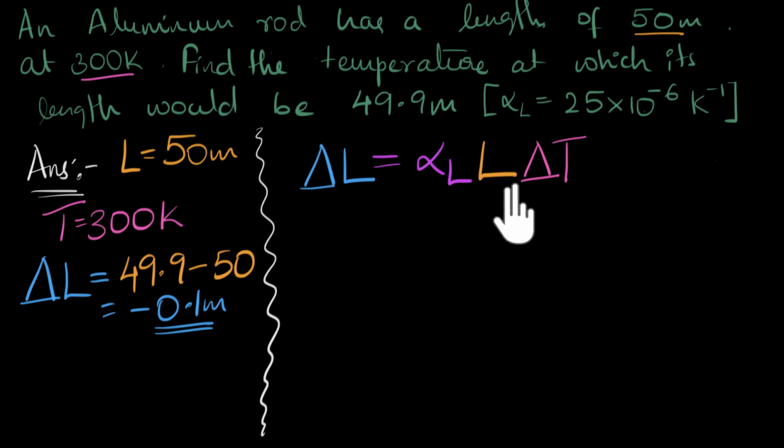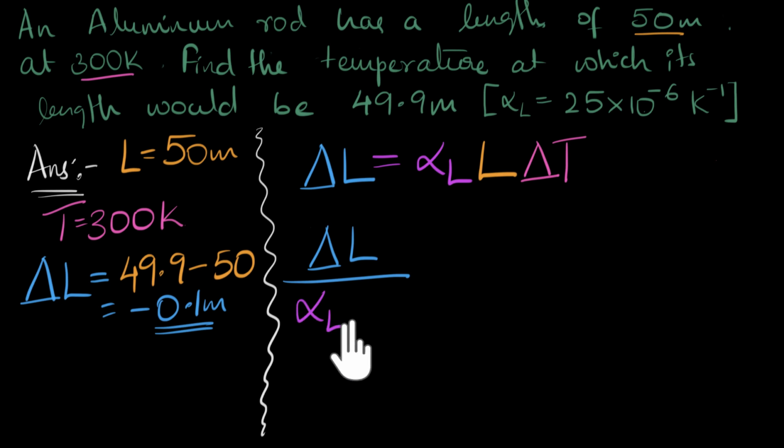So now that we have this connection, let's see what we know. We know delta L. We know alpha L. We also know L. We just have to now calculate delta T. So we have now reduced the problem to mere algebra. Whatever follows is no longer physics, it is just algebra. So how do we extract delta T from here? Well, we just divide on both sides by alpha L times L. If we do that, we get delta L divided by alpha L times L, and that would be equal to delta T.